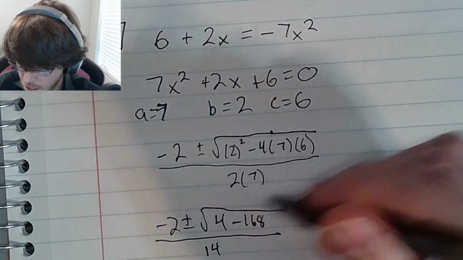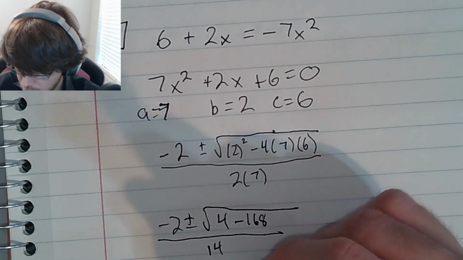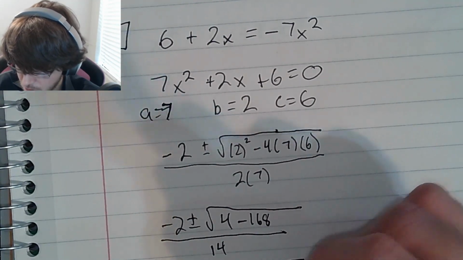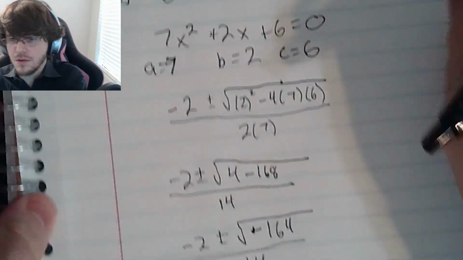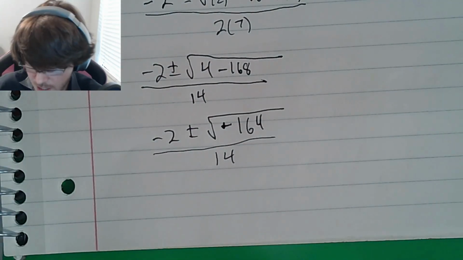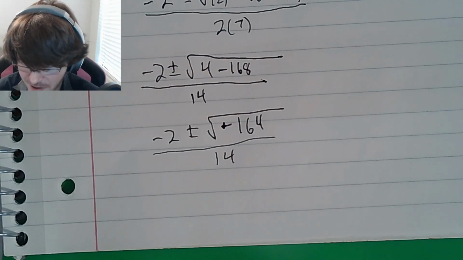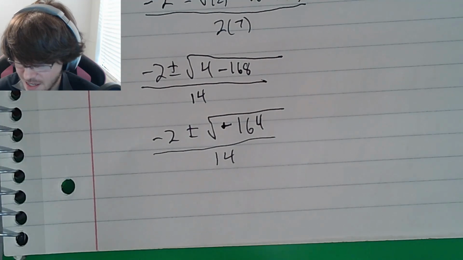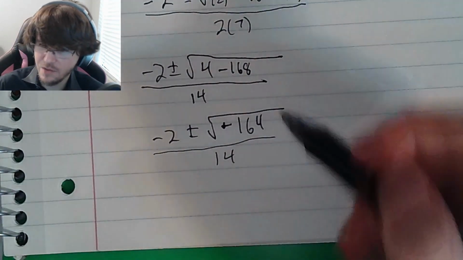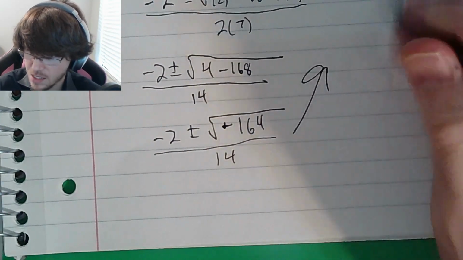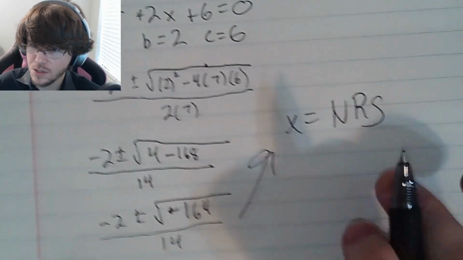Divided by 14, and then you get negative 2 plus or minus the square root of negative 164 divided by 14. And if you type that into your calculator, that negative 164, it is going to tell you no real solution. If you type it into Wolfram Alpha, they do something fancy with the letter i and write an i answer. We're not going to do that right now. We're just going to say, oh, we have a negative under the square root. What does this mean? It means x equals NRS, no real solution.